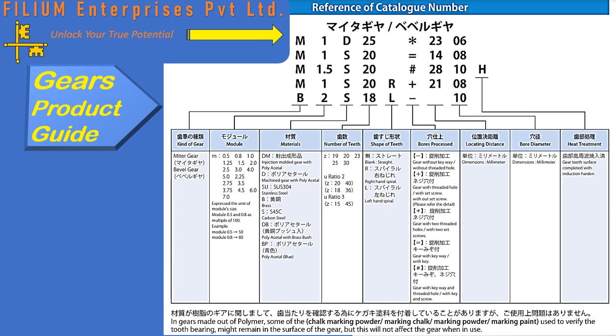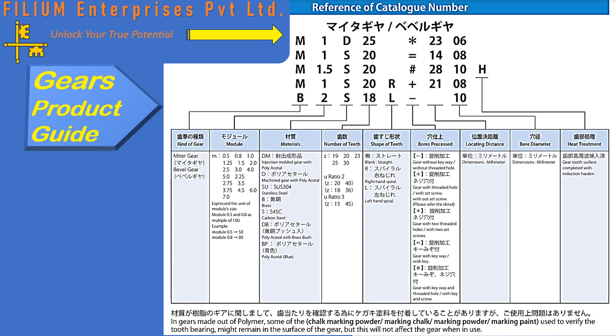M stands for, of course, miter. And if you see a B there, it is obviously a bevel gear. Then the next character there is 1, which references the module size. As you can see here, the modules range from 0.1 all the way to 7. So these are all precision gears, but there's quite a variety here, so you can select from one of these.